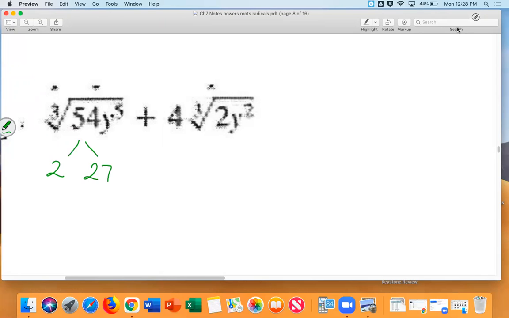Give me one number that goes into 27. 3. Then I do 27 divided by 3, that's 9. Give me a number that goes into 9. 3 and 3. And there's our group of 3. All right, I'm going to hold off on that for now. Can we break down 2? No. So I'm ready to tackle this problem.